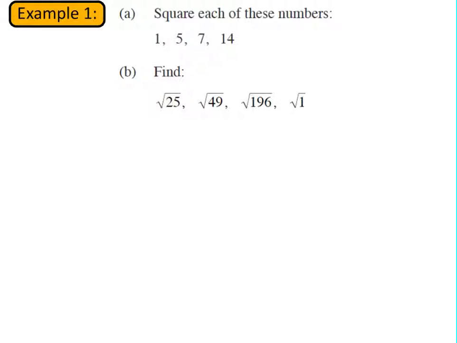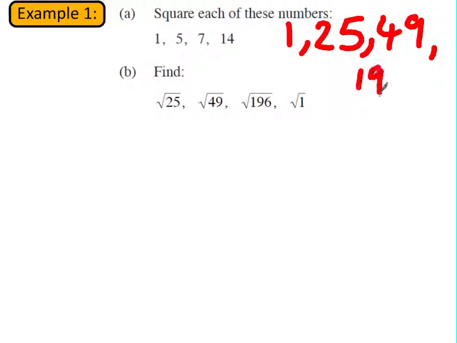Okay then, so let's get on with some examples. We've got to square each of these numbers. So squaring means timesing it by itself. So 1 squared is 1 times 1, which is of course 1. 5 squared means 5 times itself, so 5 times 5, which is 25. 7 squared means 7 times itself, which is 49. And 14 squared means 14 times itself, which is 196. So that's squaring a number.